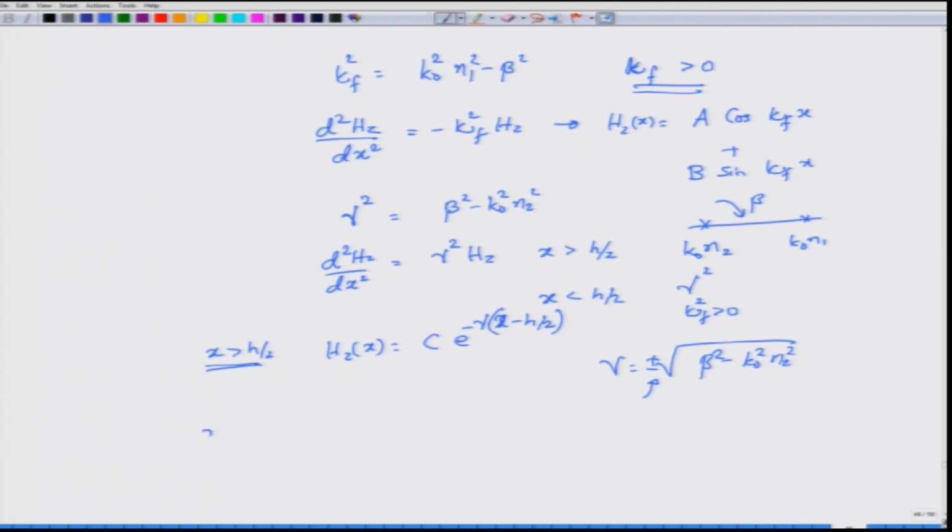Okay. But when x is less than h by 2, the field that I need to consider will have a positive gamma value. Why? Because there x will be negative. So, I will have d e to the power plus gamma x plus h by 2. Okay. So, again x is negative. So, please remember that x is negative and x is greater than minus h by 2. So, because of that, the term in this bracket in the exponential function will be negative, and it would of course be corresponding to a decaying field.